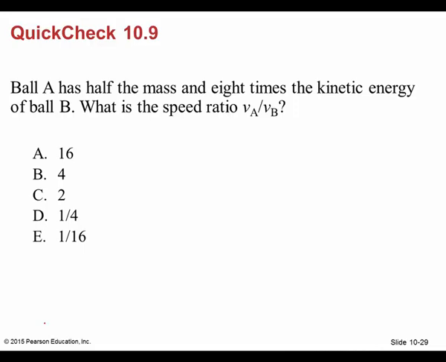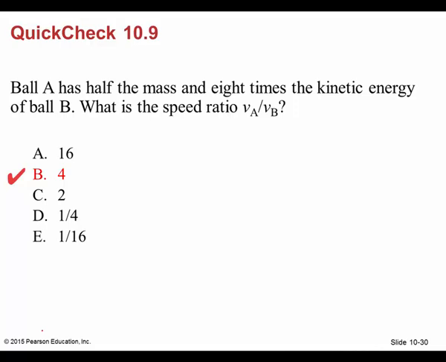All right, ball A has half the mass and 8 times the kinetic energy of ball B. What is the speed ratio? Okay, so it has half the mass, but 8 times the kinetic energy, okay? All right. So ball A, what is the speed ratio of VA to VB? Okay, well, half the mass but 8 times kinetic energy. Well, do the arithmetic. What are you going to get? 4 times as much, okay?